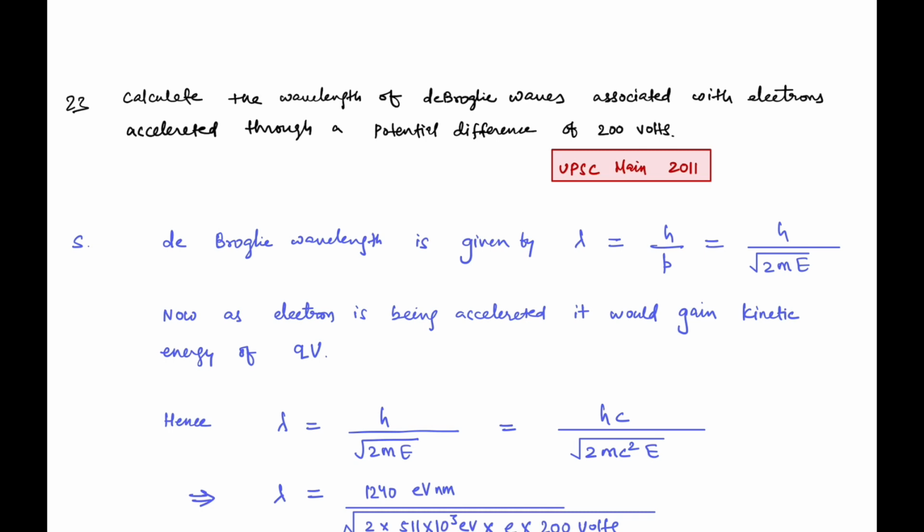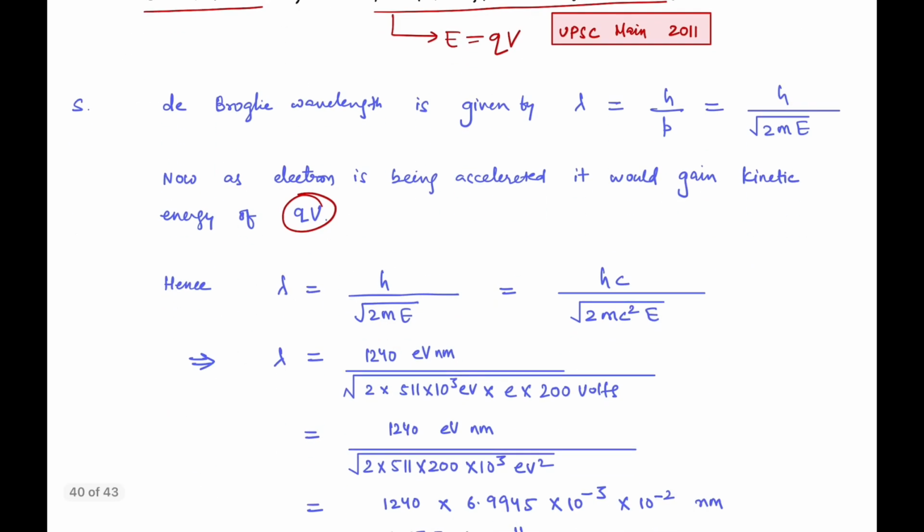Now let us calculate the wavelength of de Broglie waves associated with electrons accelerated through a potential difference of 200 volt. Let me tell you, if an electron is being accelerated, the energy it will gain is charge multiplied by voltage. So here the same thing, energy is QV.